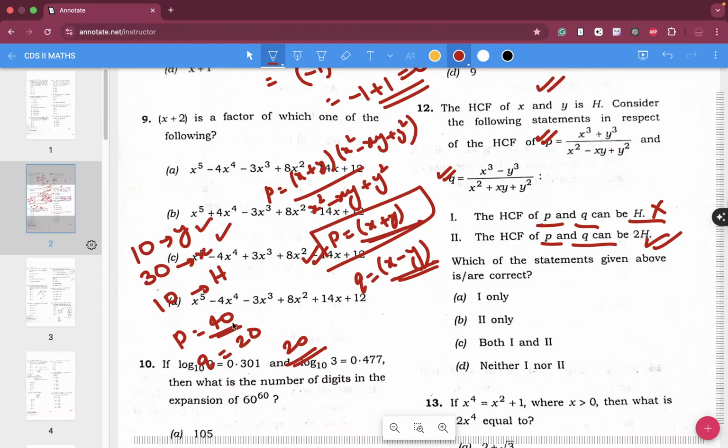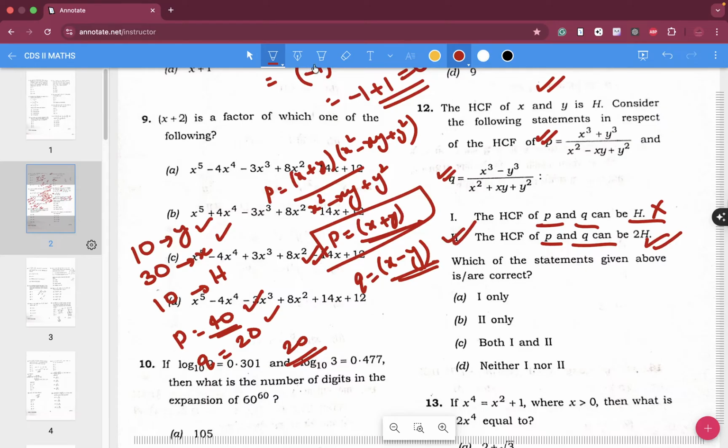x plus y is 40, 10 plus 30, right? And the value of Q is equal to x minus y, which is 20. So the HCF of 40 and 20 over here is how much? 20, right? So this is possible.